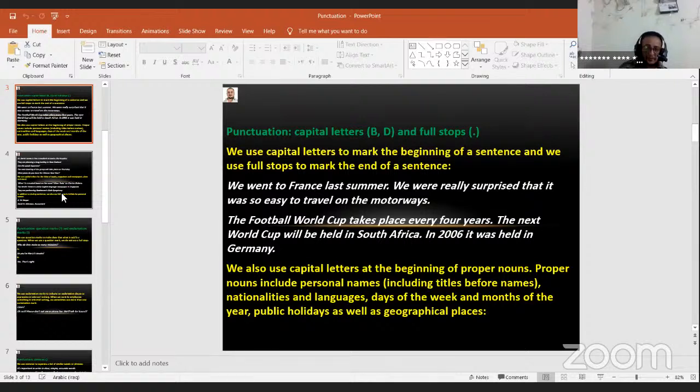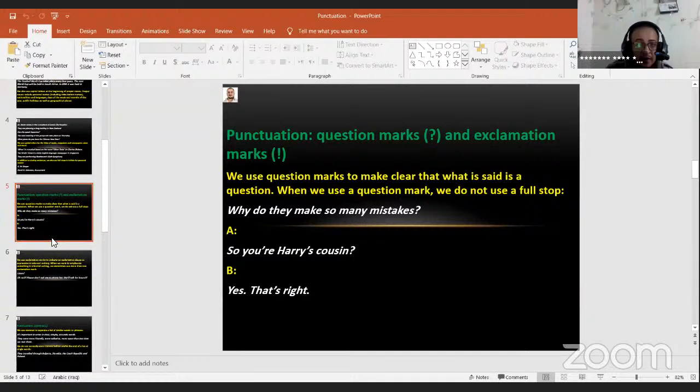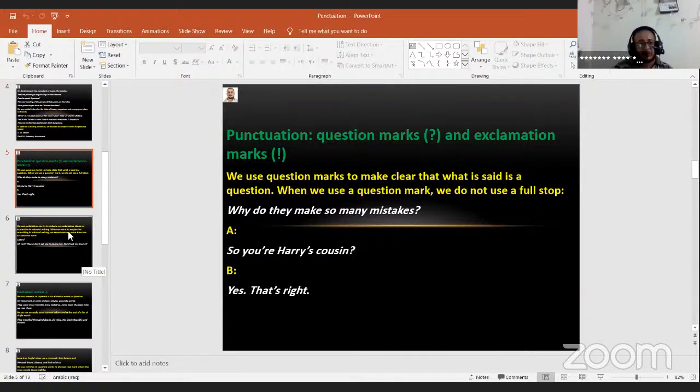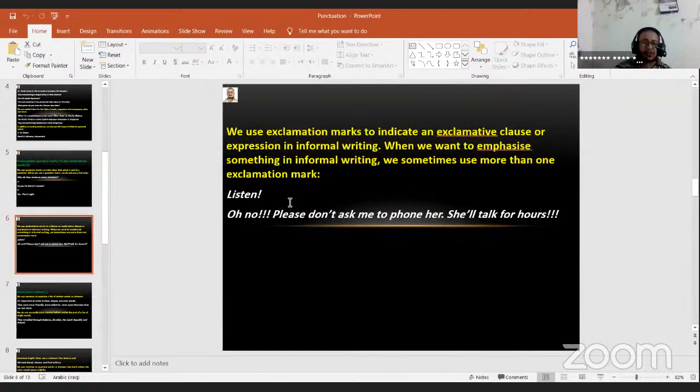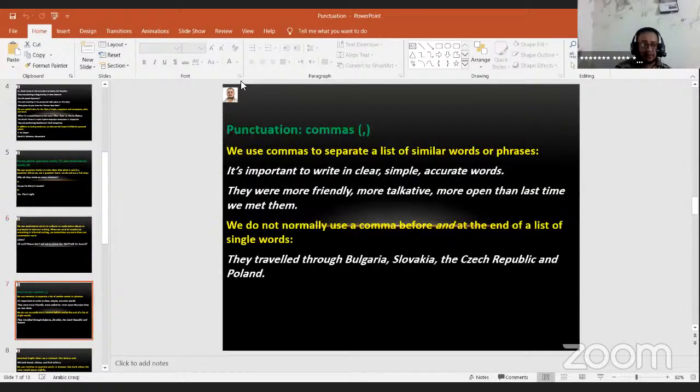Others? Okay, let's move on. The question marks just show us that what we are writing or saying is a question, so we add a question mark at the end. Exclamation marks, you don't need them. Don't use them. Let's move on.